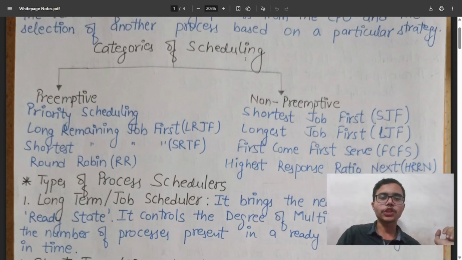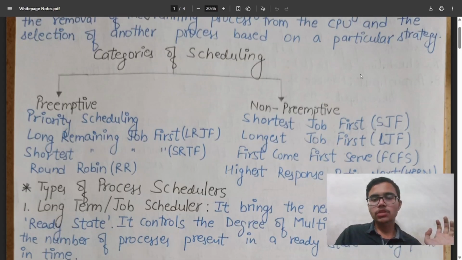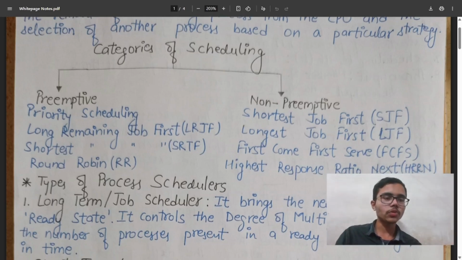Category of scheduling. What are the categories of scheduling? There are two categories: preemptive and non-preemptive. Preemptive scheduling includes priority scheduling, longest remaining time first, shortest remaining time first, and round robin. The non-preemptive ones are all the others. You have to know which algorithms are preemptive and which are non-preemptive, because this helps in solving the numerical part.